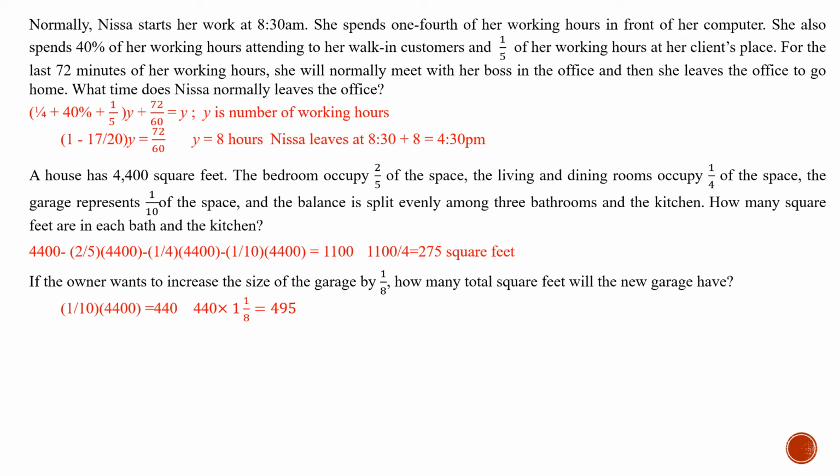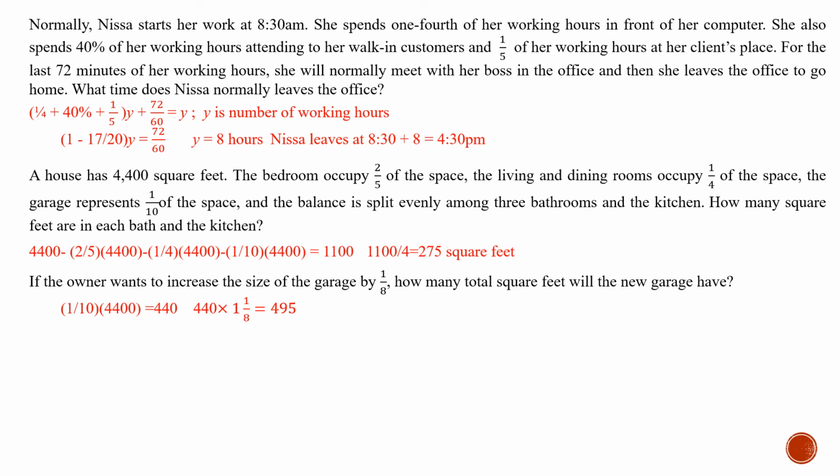Now the balance is split evenly among 3 bathrooms and the kitchen. So you take 1,100, divide 4. Why divide 4? 3 bathrooms and a kitchen, altogether 4, isn't it? So 275 square feet.